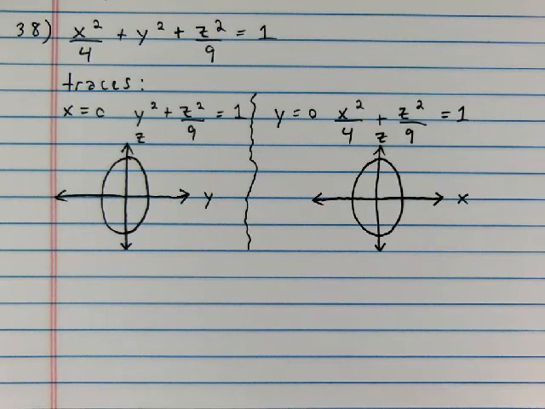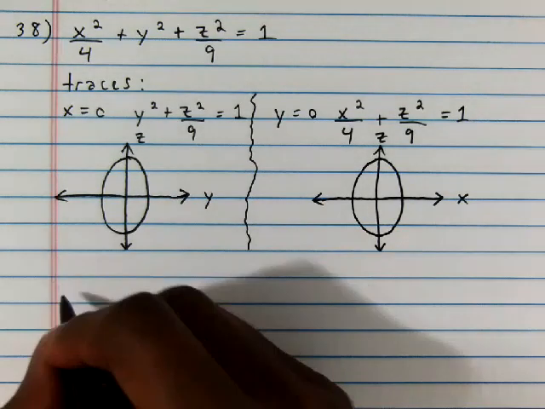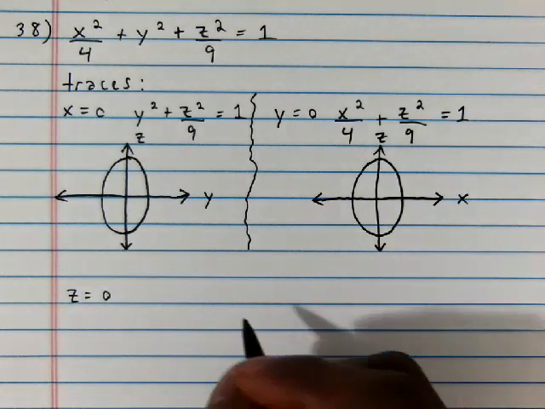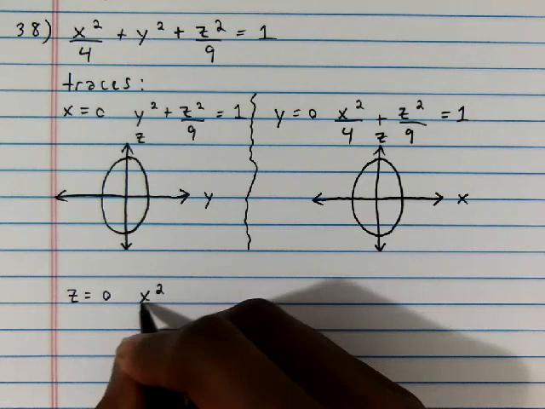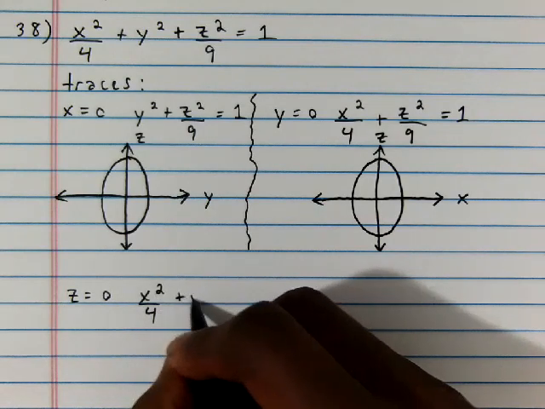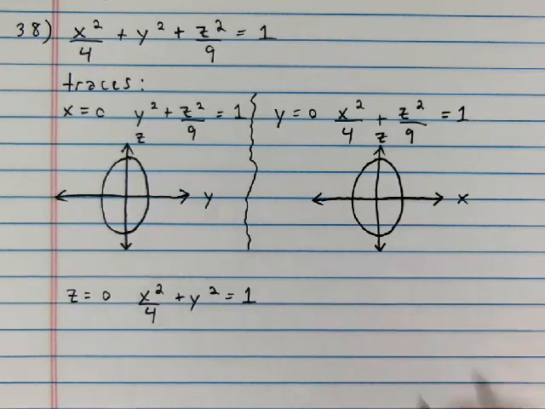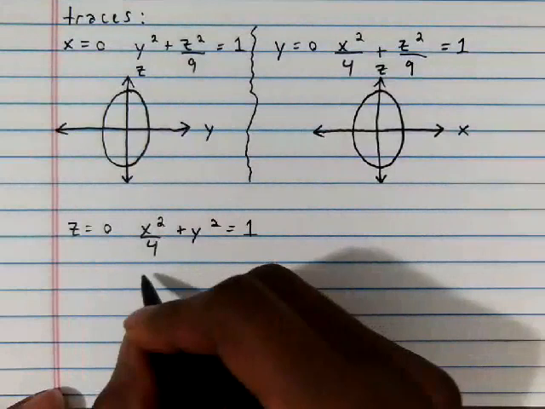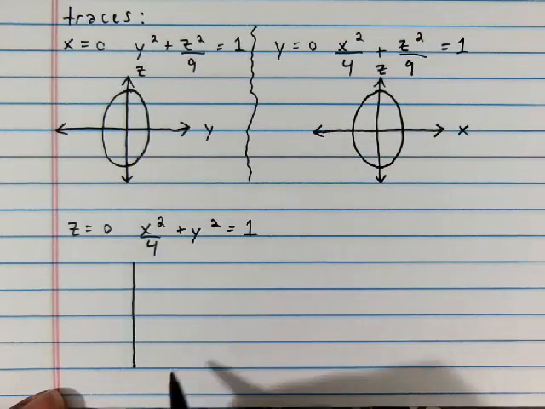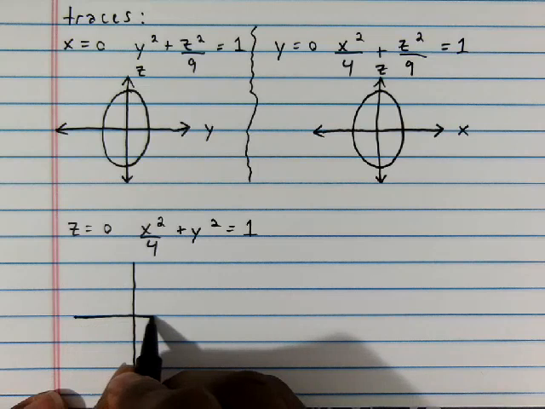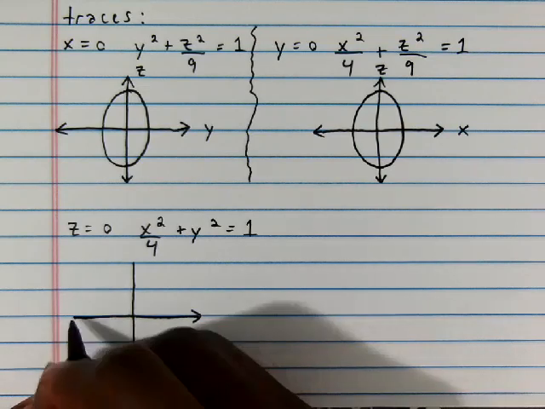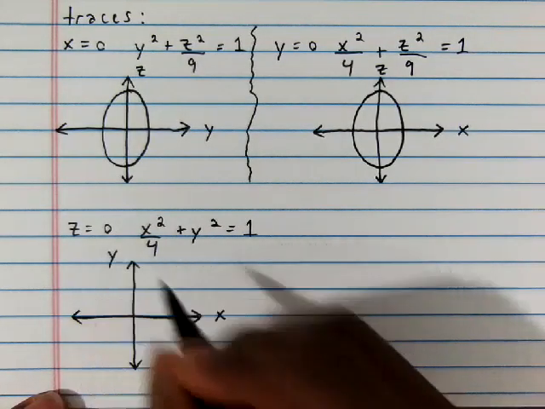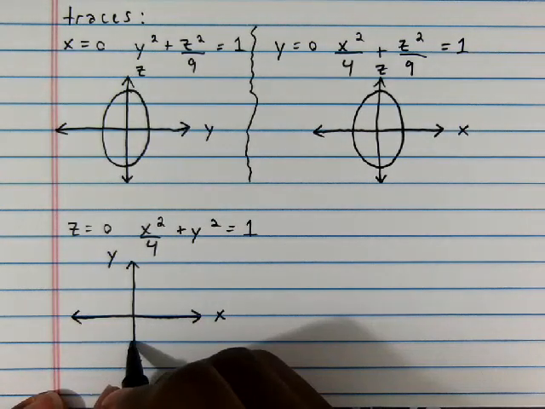All right. Now let's do z equals 0. And for that one, we have x squared over 4 plus y squared equals 1, which again is an ellipse. This one will look like that.